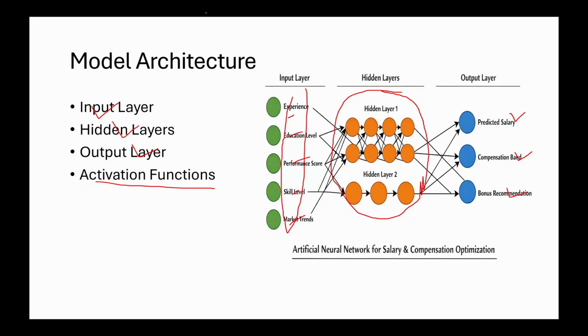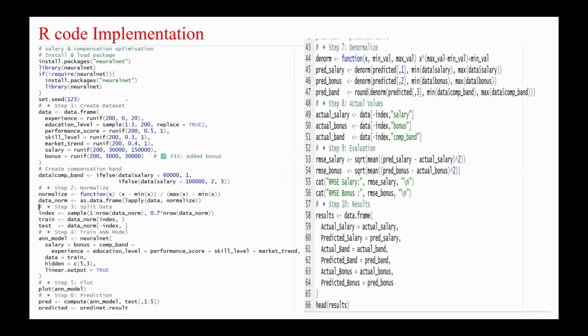Now I'm explaining the code first, then I'll come to the algorithm and R programming. Here are the packages I have to load to define the neural network. In step one, I have to create the data set. I created 200 samples. In this data set, experience starts from 0 to 20. 0 experience means a new fresher, a BTech graduate joining your company with no experience. Up to 20 years, in terms of years of experience.